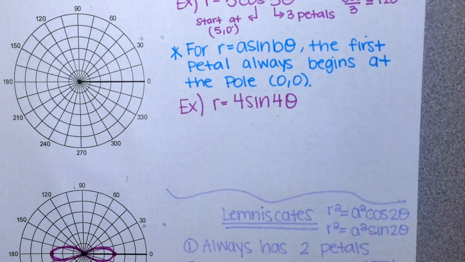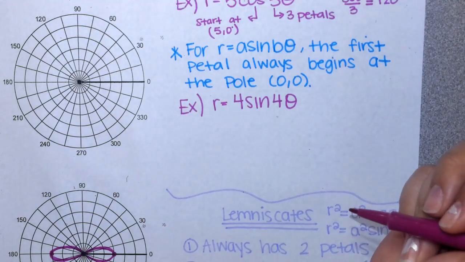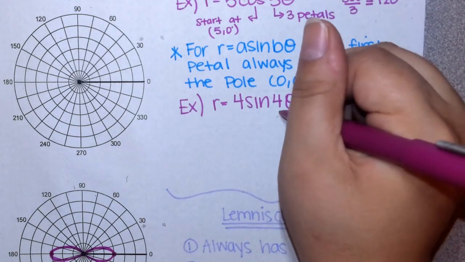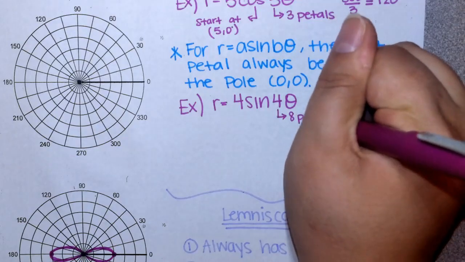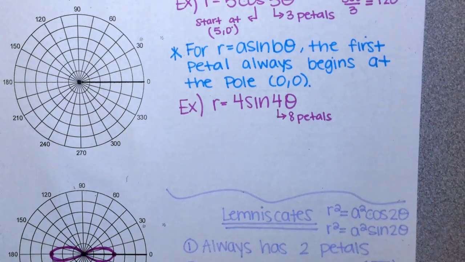Just by looking at this, what do we know? The length is 4. There are 8 petals. Why? Because it's even, we double it. And since there are 8 petals, what do I do?